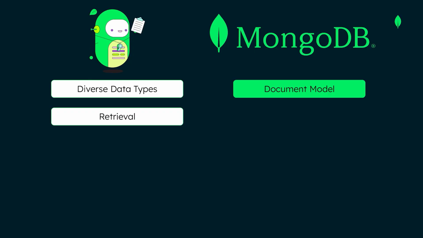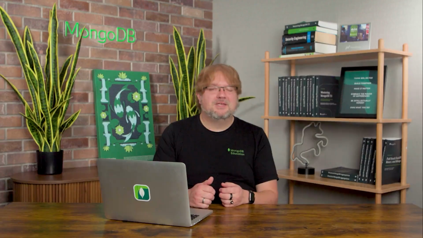The second AI application requirement is intelligent retrieval. Both RAG and AI agents rely on sophisticated search capabilities to find the right information at the right time. This requires both lexical search, which is exact keyword matching, and semantic search, which identifies results based on their meaning.